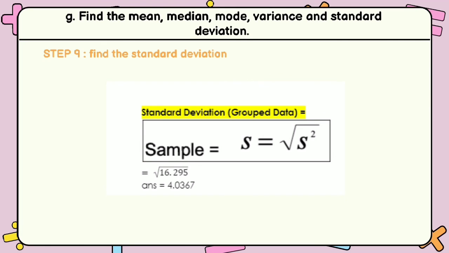Step 9. Find the standard deviation. The formula of standard deviation for grouped data is S equals the square root of s squared. So, the solution is the square root of the variance, which is 16.295, and the answer is 4.0367.